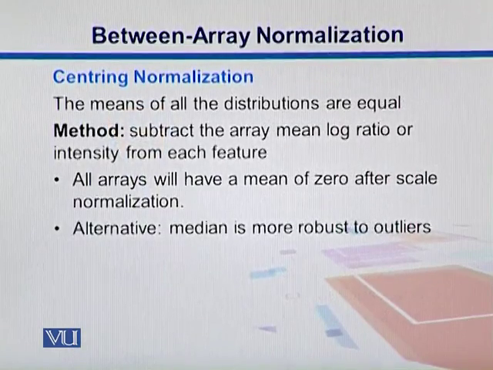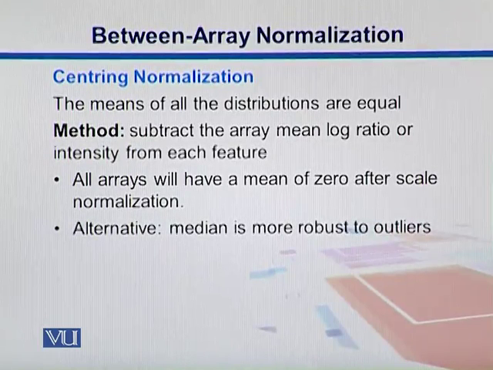So the first type we call centering normalization. So the means of all distributions are equal. We assume that all distributions have equal means. So what we do is we subtract the array mean in a log ratio or intensity from each feature. So we take the mean for the array, we take the mean for each feature within that array, and we correct every mean for every feature.